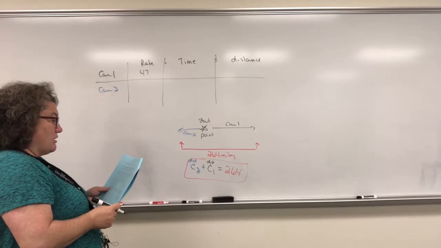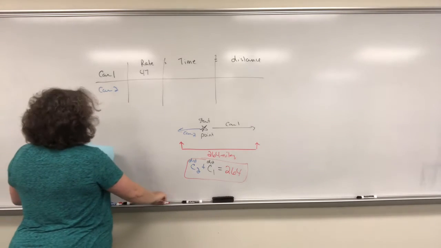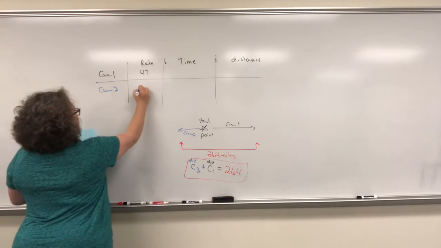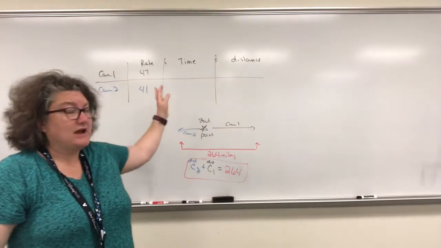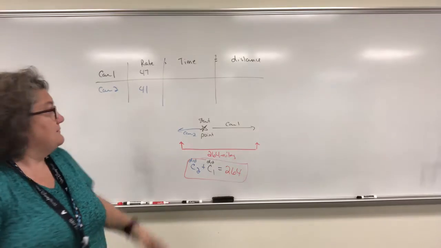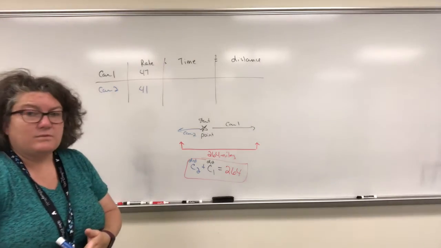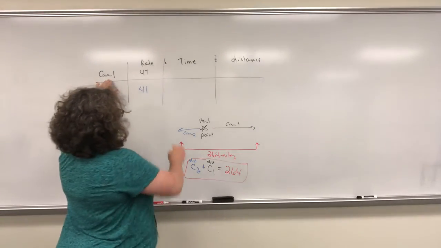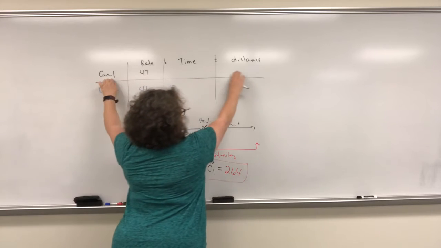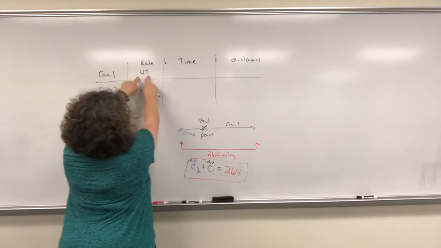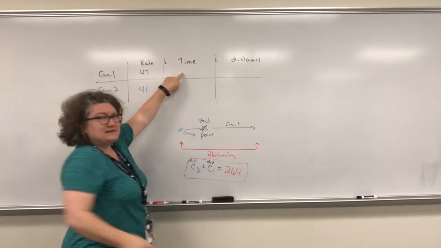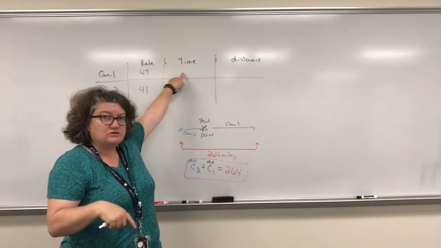And the other car travels west at 41 miles per hour. So I put the 41 right there. Now I still have 4 blanks in my chart here, right? Well, remember that this information right here is all about car 1. They're talking about this distance here. So how long did they drive? Did it tell us anything about how long car 1 drove?